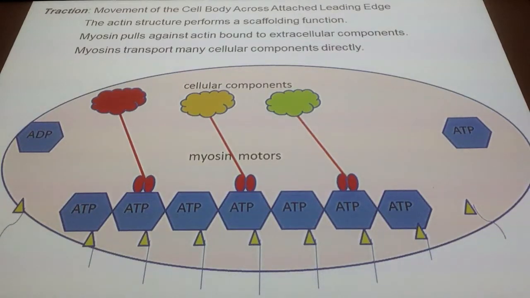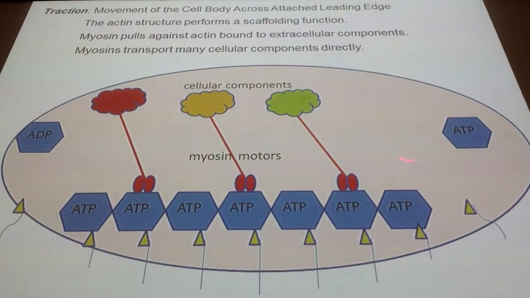As if that's not complex enough, what about other cellular components? Right? What happens to other cellular components? As a cell moves forward, it has to move mitochondria and lysosomes and vesicles and everything forward. So myosin, the molecular motors, have to be involved, right? Again, both at the leading edge and at the trailing edge.